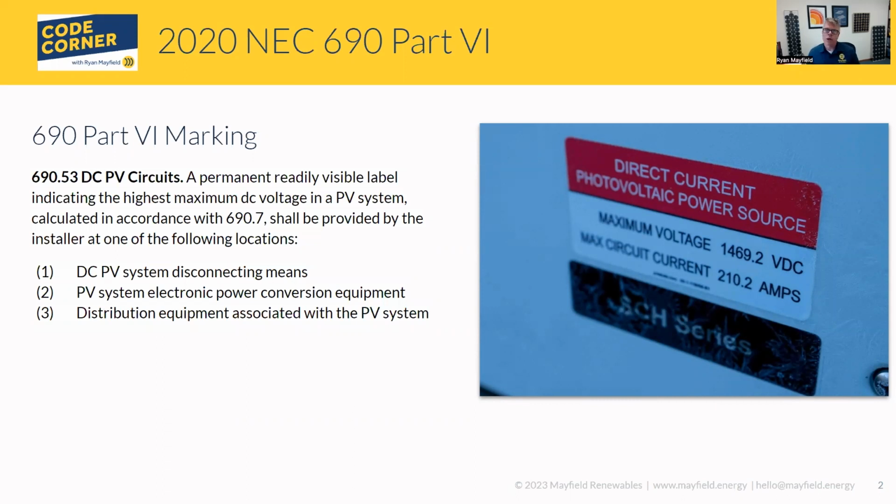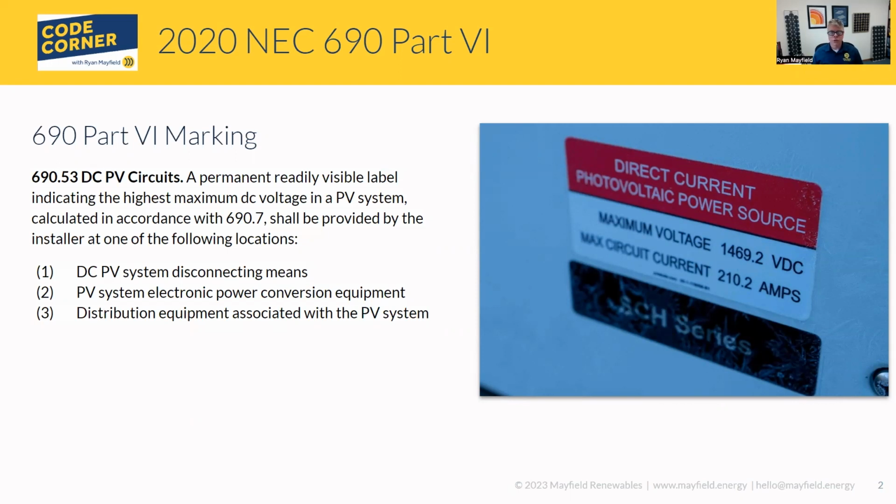The code requirement here is that for DC PV circuits, we need to have a readily visible label indicating the highest maximum DC voltage of the PV system calculated by 690.7. We have other videos and resources for how to calculate that 690.7 value. Here on the right is a picture of an example of a label showing that maximum voltage. 690.7, if you recall, talks about the highest voltage at the lowest temperature for the PV array.